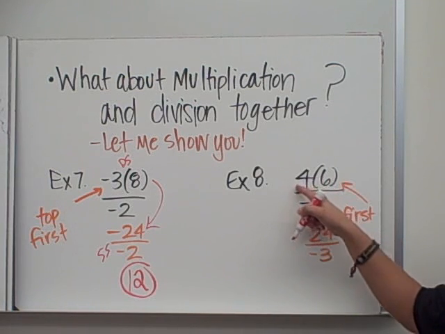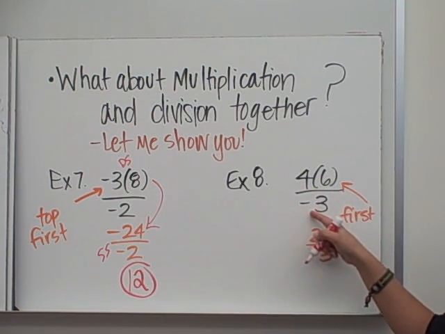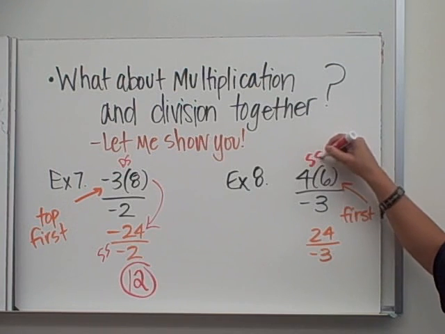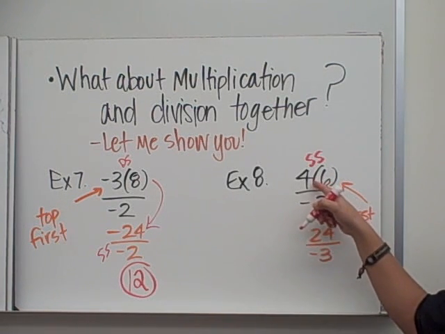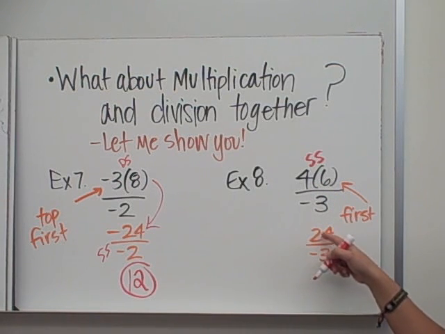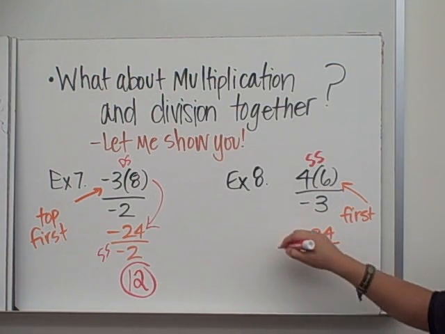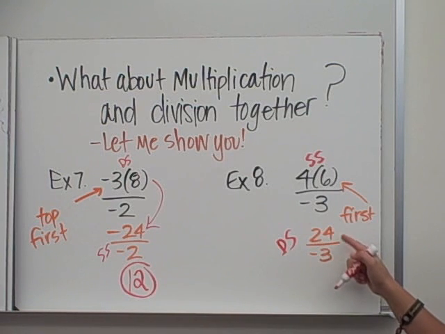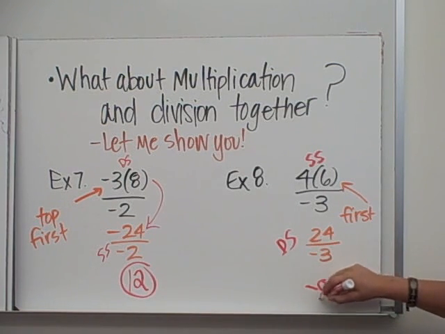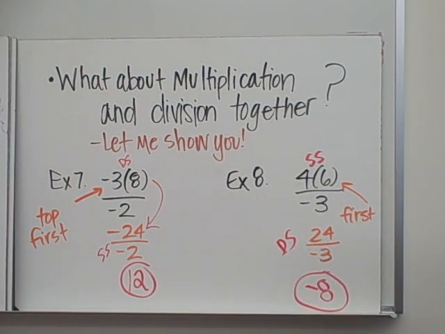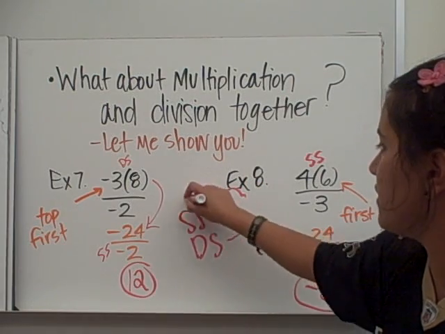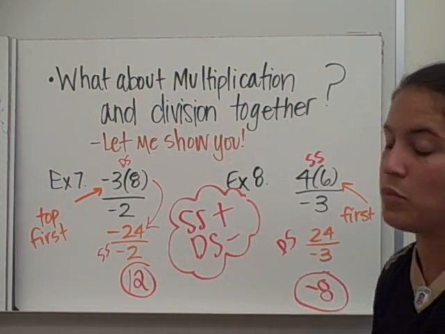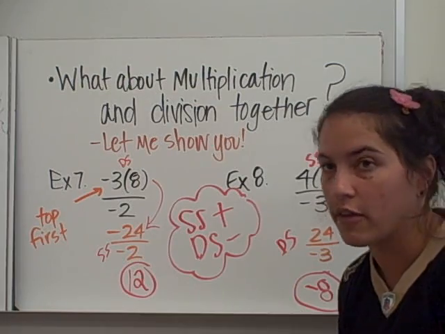Let me show you example 8. I have multiplication at the top. 4 times 6 divided by negative 3. We do the top first. These are same signs, so that's going to give me a positive. 4 times 6 is a positive 24. I bring down my negative 3, and now I have different signs. 24 divided by negative 3 is going to give me a negative 8. So again, I'm using same signs are positive, different signs are negative when I have multiplication and division together.